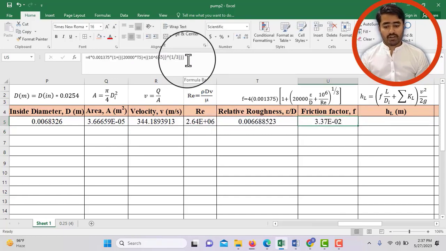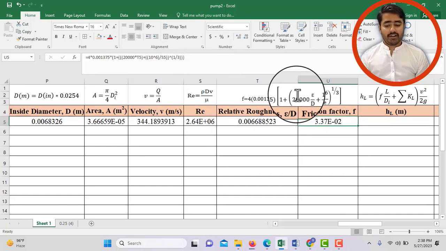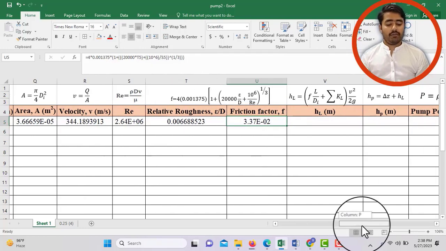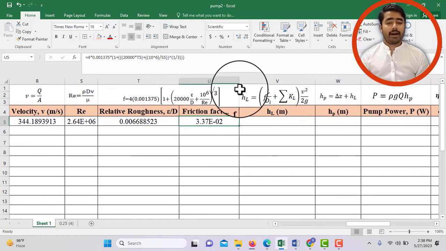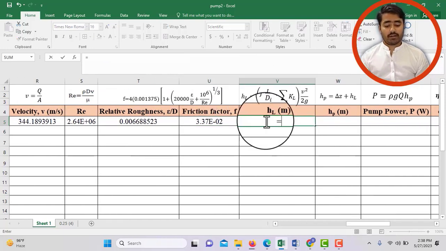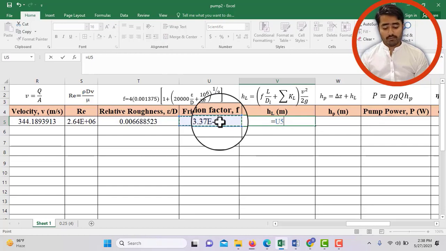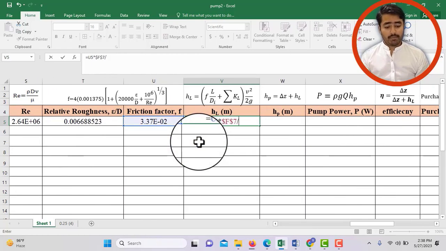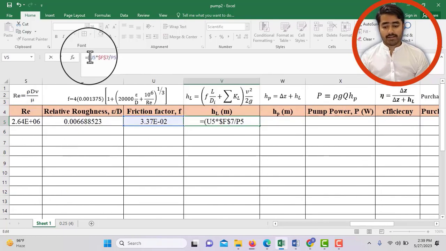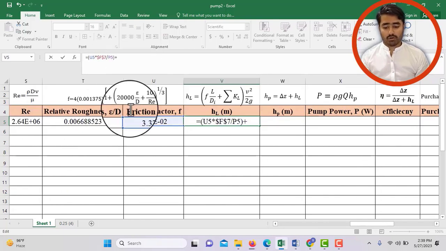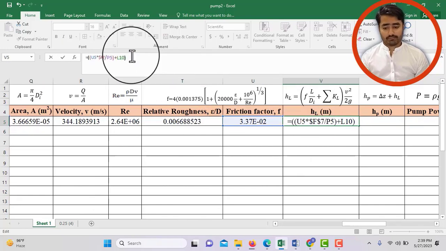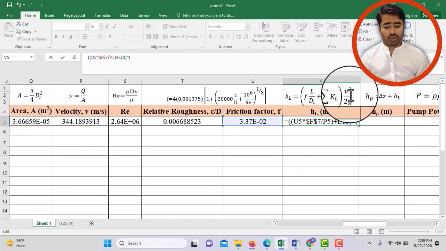So when you put all of the required information in this formula, you will get the friction factor equal to 0.0337. Now I will show you how to calculate the head loss due to friction. The friction factor we have just calculated here, multiply it by the total length and divide by the inside diameter. Add sigma KL to this whole parameter and multiply the whole of this by V square by 2G.